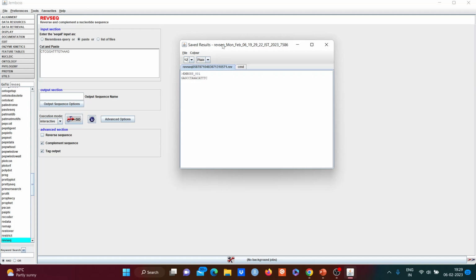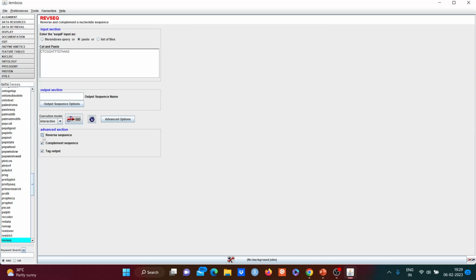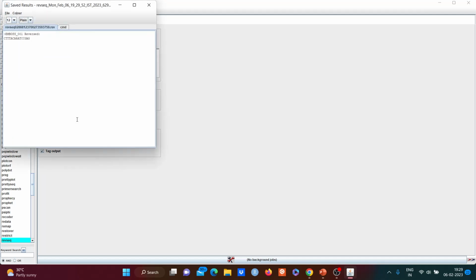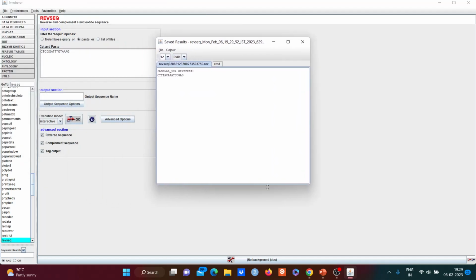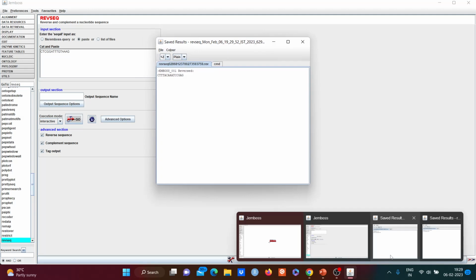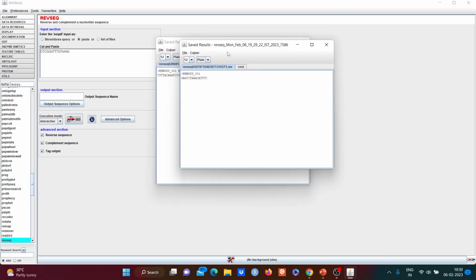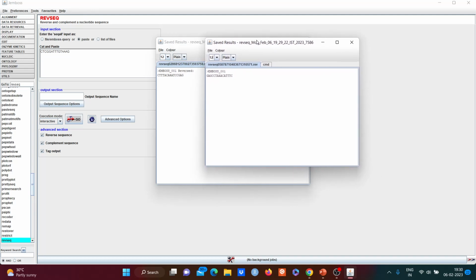Now this could be your practice session, or you can have hands-on with a number of sequences you have. Let us check. Now this is the given sequence. Let us check what happens if I select reverse sequence. I selected the reverse sequence and clicked go. So we can see we have got the reverse complementary strand. So RevSeq can be used to find the complement strand as well as the reverse complement strand.